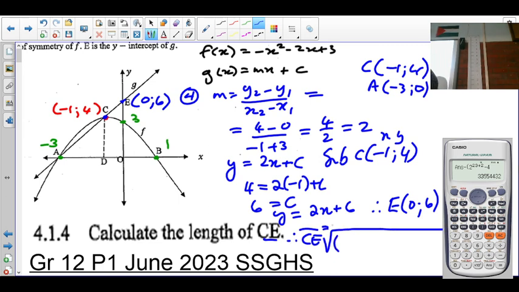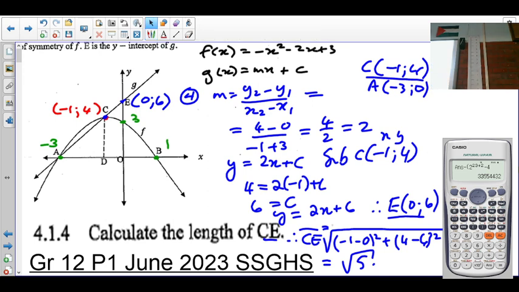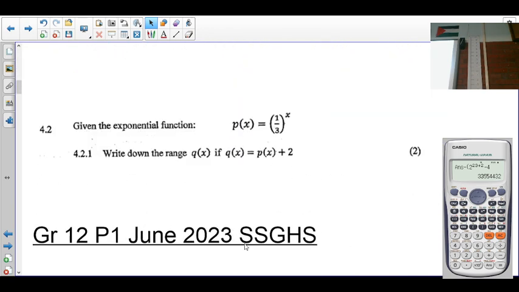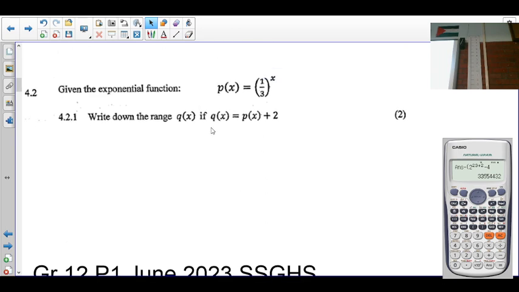CE is equal to, there's C and there's E. It's going to be the square root of (minus 1 minus 0) squared plus (4 minus 6) squared. Okay, that's going to give an answer of 1 plus 4 is 5, so the square root of 5 should be the length of CE. I'm sure there's more ways of doing that, more than one way.